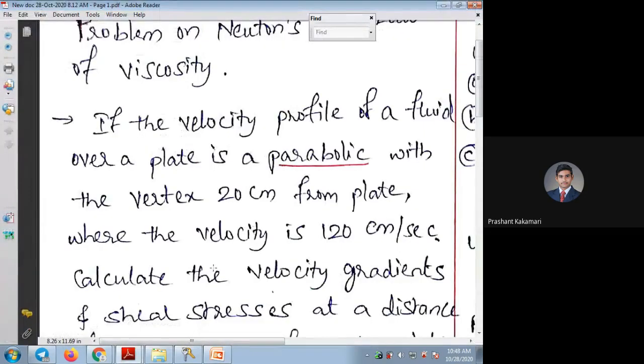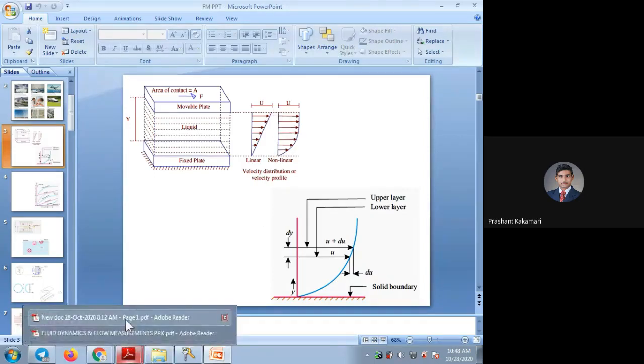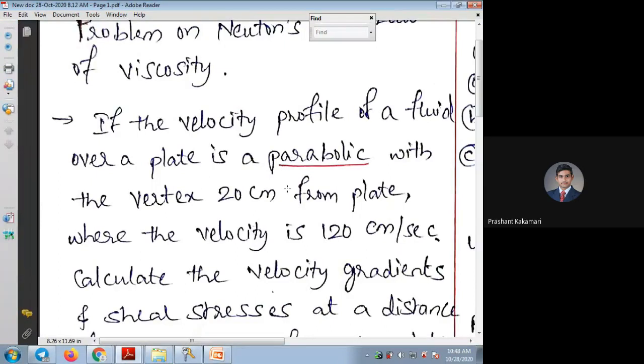So that profile you understood, that is the parabolic shape with vertex at 20 centimeters. The point at which the parabolic shape is ending, or the vertex of that parabola, is 20 centimeter. So that 20 centimeter we are considering at the tip of the curve, the height from the plate, 20 centimeter from the plate, where the velocity is maximum, that is 120 centimeter per second.